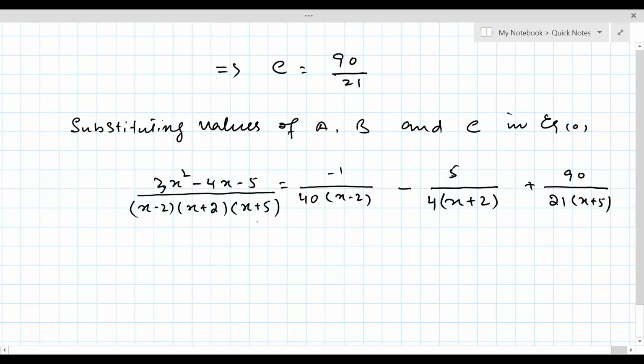So this is how we perform partial fractions for a given proper rational expression. Again, by proper rational expression we mean the degree of the polynomial in the numerator is less than the degree of the polynomial in the denominator.